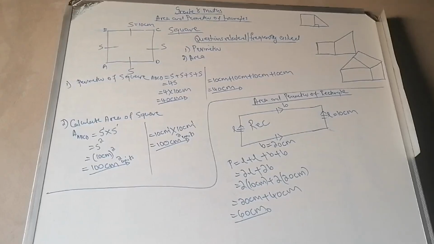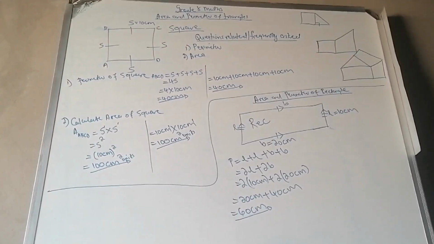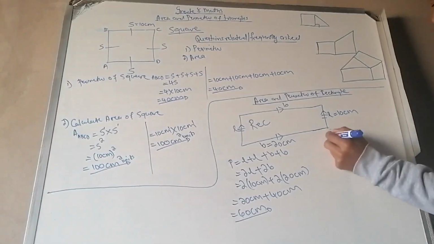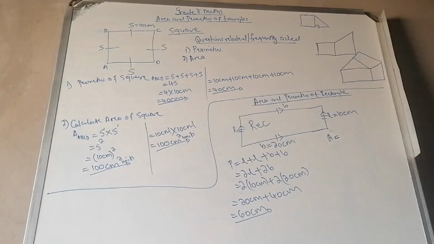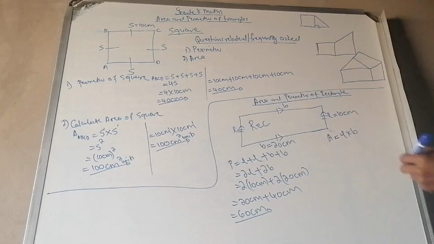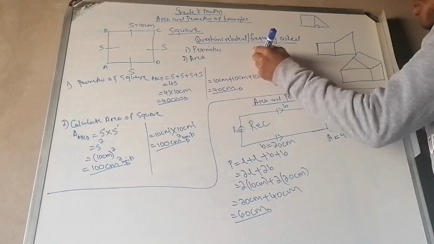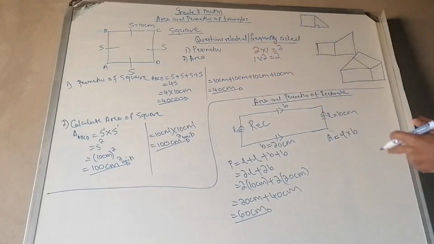So that was us trying to calculate the perimeter. Now we can find the area. The area is length multiplied by breadth, or breadth multiplied by length. It doesn't matter, because in multiplication 2 multiplied by 1 is 2, and 1 multiplied by 2 is 2. So the order does not really matter.